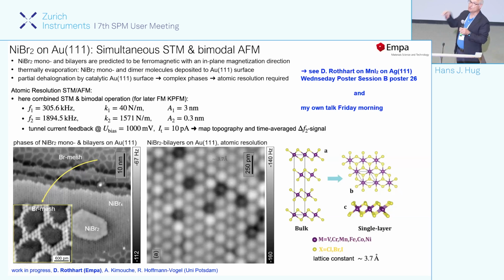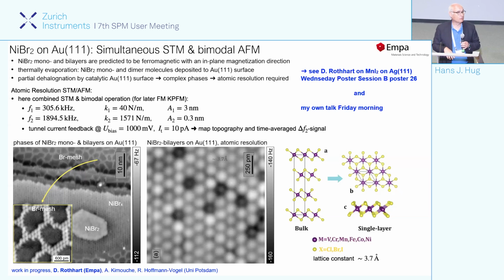Now, how do we know that these are nickel bromide islands? Well, we can simply zoom in. If you zoom in, you get the atomic resolution of this nickel bromide lattice, and it matches the expectations of DFT. Density functional theory gives you how it should look and what distance you should have between the atoms. Here it's 3.7 angstroms, and it matches that very well.